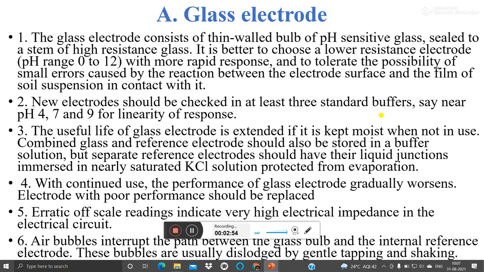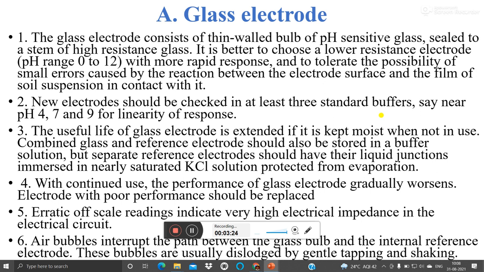A new electrode should be checked in at least three standard buffers. The three standard buffers are mainly pH 4, 7 and 9, for linearity of response. The useful life of a glass electrode is extended if it is kept moist when not in use. Combined glass and reference electrodes should also be stored in a buffer solution, but separate reference electrodes should have the liquid junction immersed in nearly saturated KCl solution, that is potassium chloride solution, protected from evaporation.